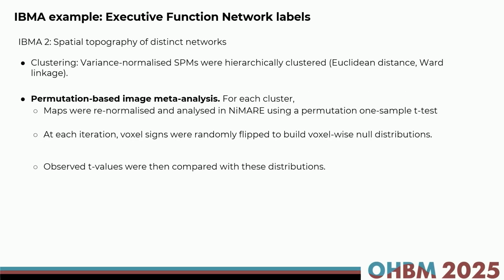For the second IBMA, we investigate the spatial topography of the distinct networks, and we run the permutation-based image-based IBMA on this data set. For each cluster, we renormalize the maps, and we analyze using NiMARE by a permutation one-sample t-test. Specifically, at each iteration, we randomly flip the voxel sign to build a voxel-wise null distribution. And then we compute the t values by comparing with these null distributions.